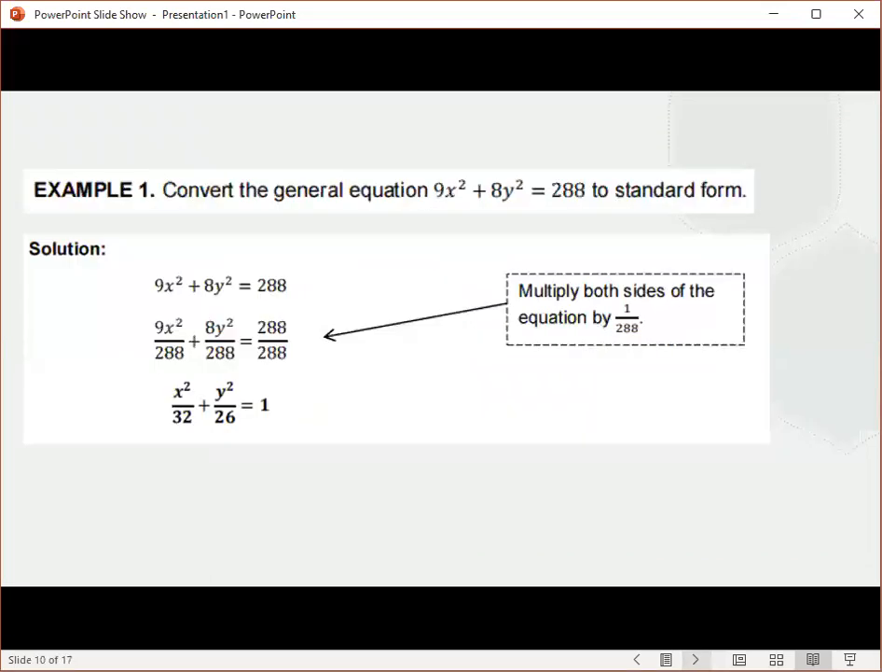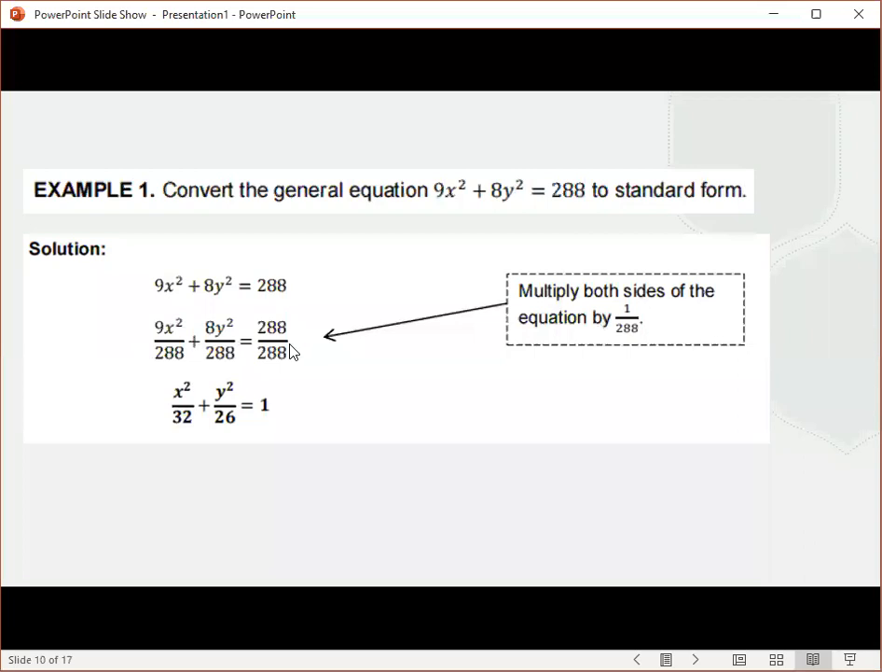Okay, let's proceed. If we have here 9x squared plus 8y squared, this is equal to 288. Now, there's no need for us to factor here on the first two components or the first two factors. All we need to do is make sure that the right-hand side of the equation is equal to 1. So we multiply both sides of the equation by 1 over 288. So as you can see here, 9x squared over 288 plus 8y squared over 288.